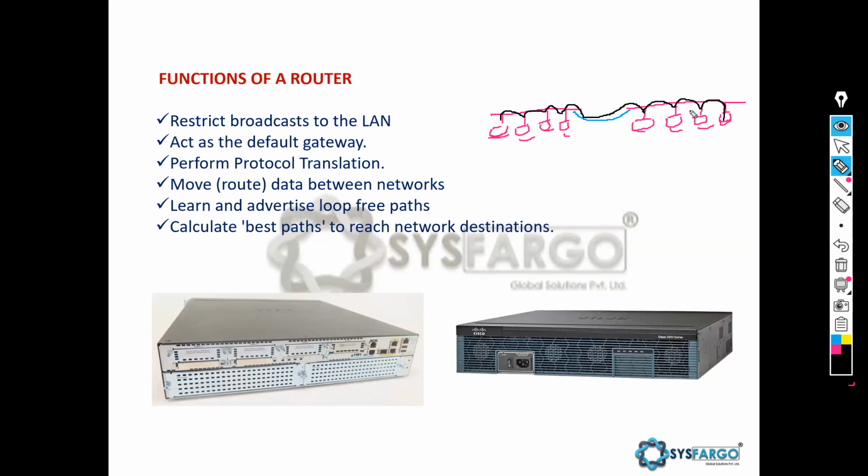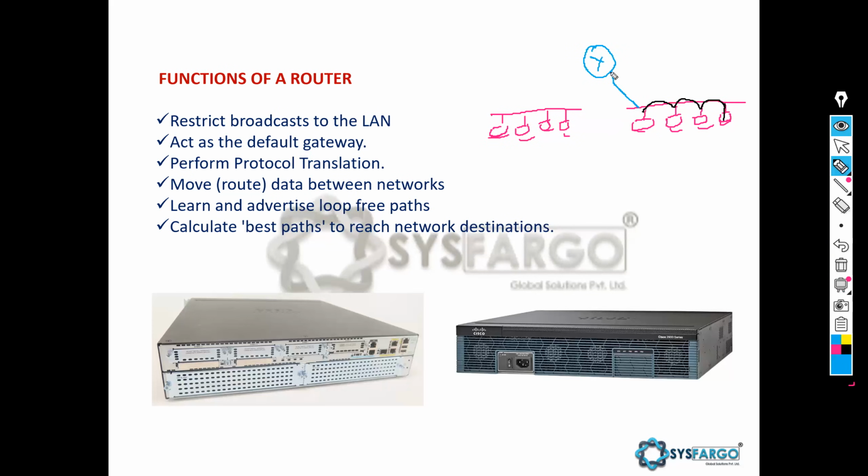If unnecessary traffic is flowing in the network, what happens? There is huge traffic in the network. When there is huge traffic, slow communication happens. So what can we do in this scenario? Now I'm using a router here. After using this router, see, I'm using a router.